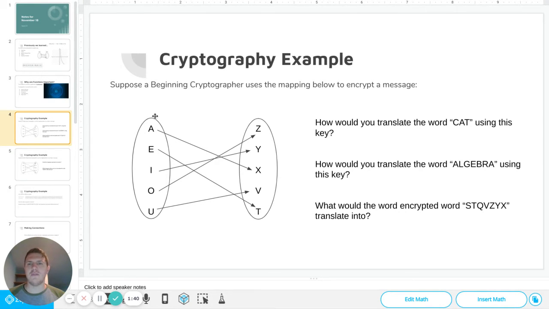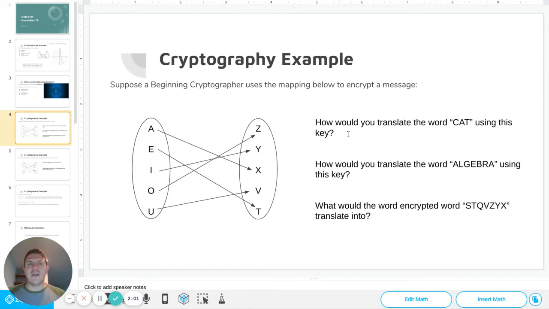Once again, look at the first bubble. This would be considered our input. So if we put a word, any word we want to, in the input, this tells me I'm going to change an A to an X, an E to a T, an I to a Y, an O to a Z, and a U to a V. Whatever we do that. Everything else doesn't really matter.